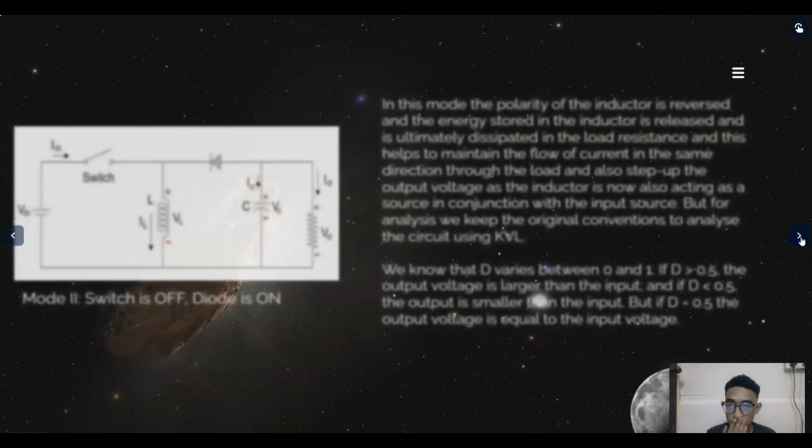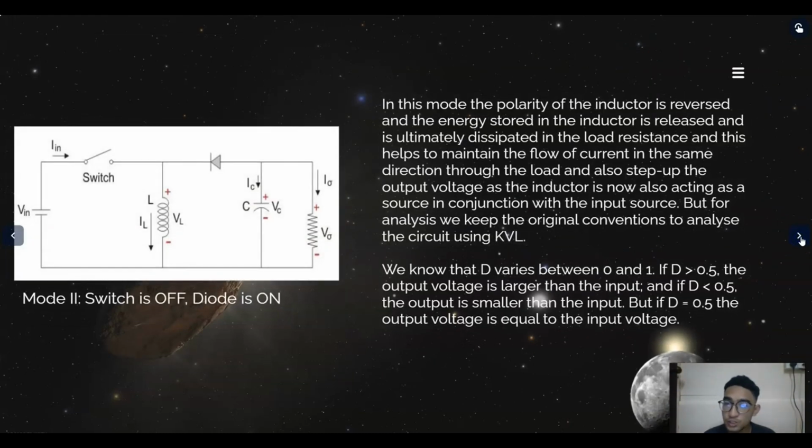For the second mode, which is the switch is off and the diode is on, the polarity of the inductor is reversed and the energy stored in the inductor is released and is ultimately dissipated in the load resistance. This helps to maintain the flow of current in the same direction through the load and also steps up the output voltage, as the inductor is now also acting as a source in conjunction with the input source.